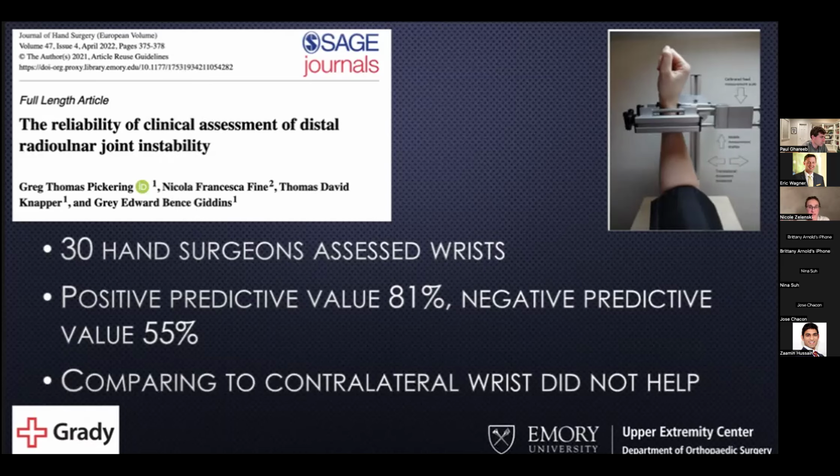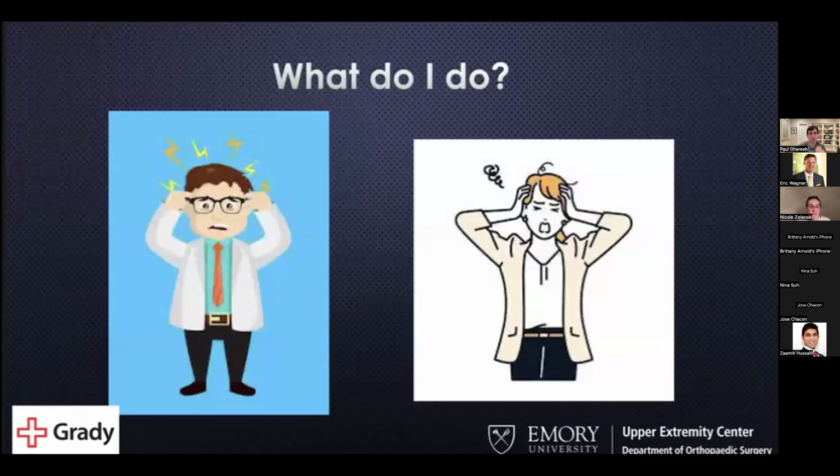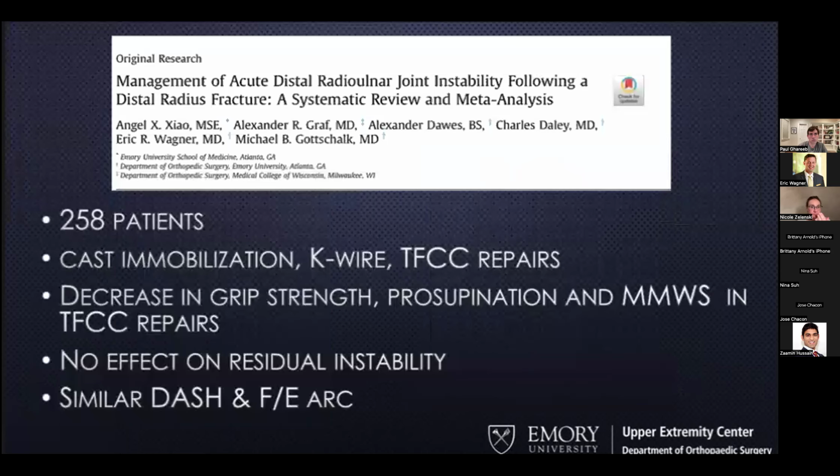So we as hand surgeons are really awful at finding DRUJ instability, and comparing it to the contralateral wrist didn't help. And there was no correlation between background training, specialty, so orthopedic versus plastics, nor even years of clinical experience. So basically, this is saying that we can't even tell if wrists are stable or not based on our clinical exam. So what do we do?